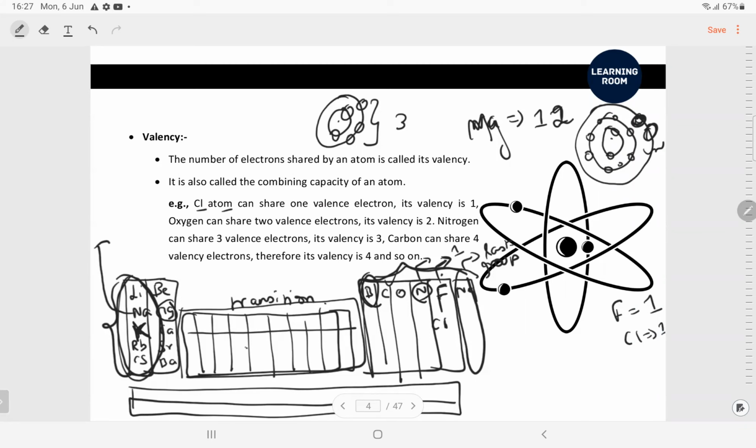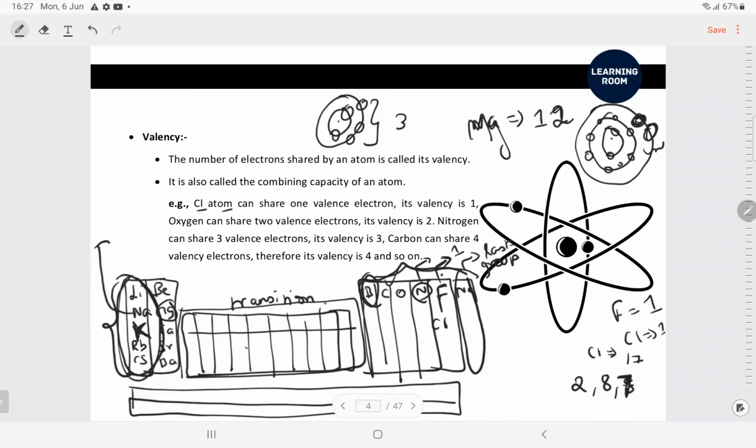Okay, shall we write the electronic configurations? K shell, L shell, M shell, N shell. For chlorine, the atomic number is 17. In the K shell, 2 electrons; in the L shell, 8 electrons; then in the M shell, 8 electrons. So totally 2 plus 8 is 10, plus 8 is 18. But chlorine has 17, so in the outer shell, 7 electrons will be there.